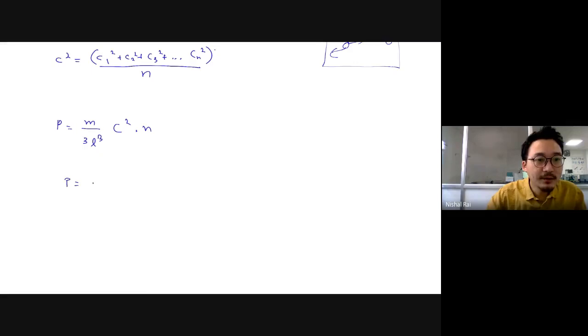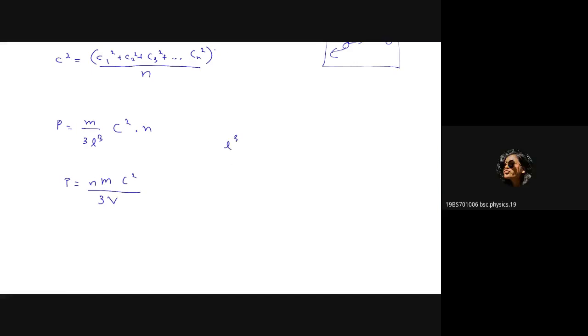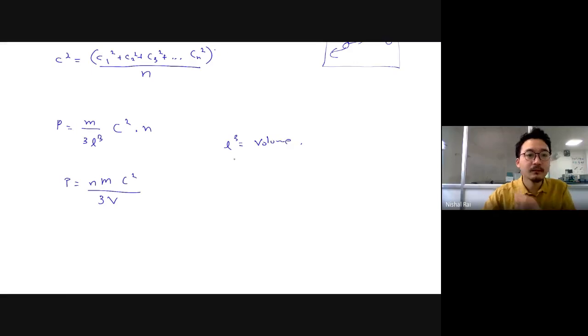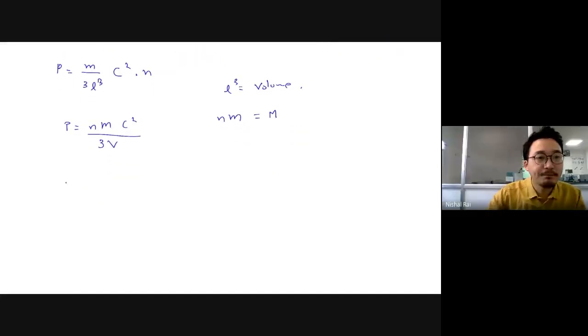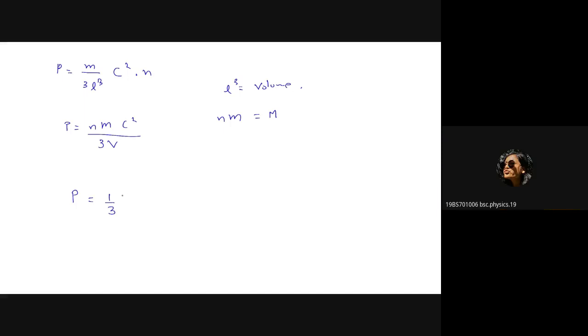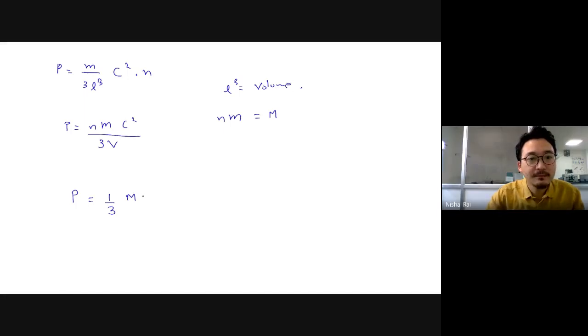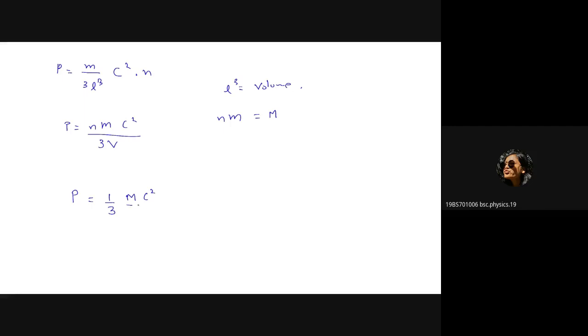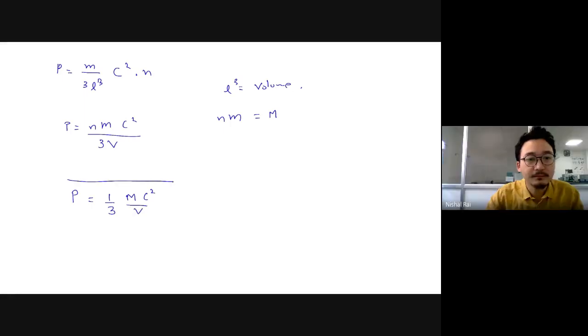So your P will be how much? n into m C square over 3L cube. Can we write this L cube as volume? Yes, sir. L cube is equal to volume. So n into m, m is the mass of a single molecule and n is the number of molecules. So if you multiply this, what you'll get? You'll get the total mass. Is it clear? Yes, sir. So your pressure P will be given by what? 1/3 of M C square divided by V. Clear? Yes, sir.